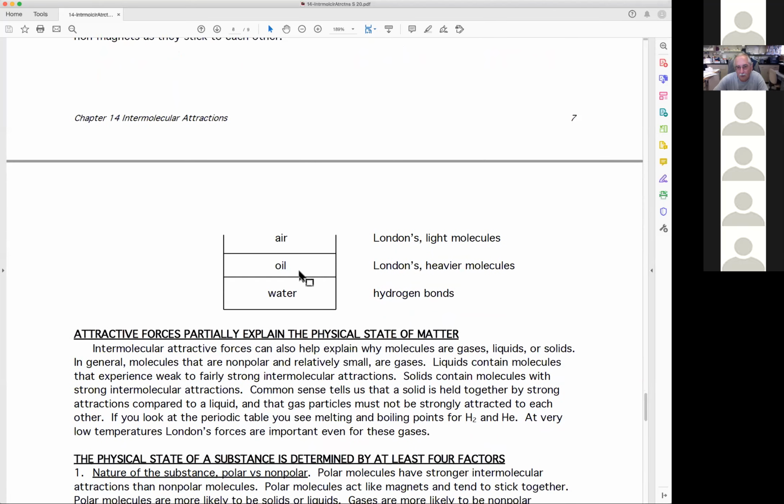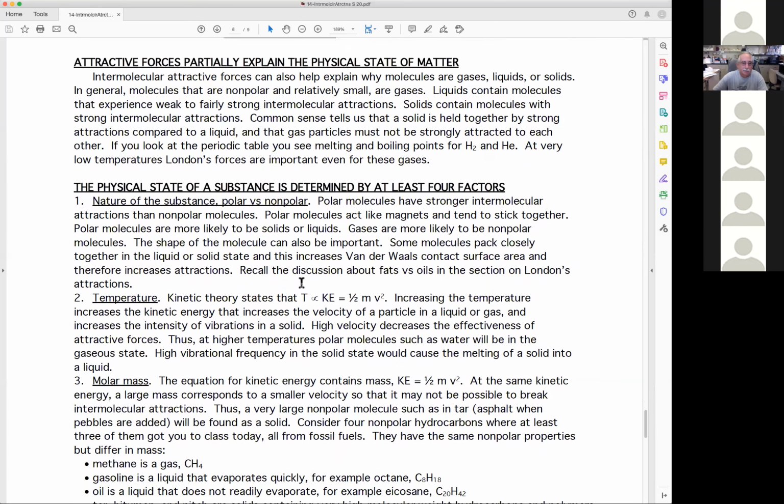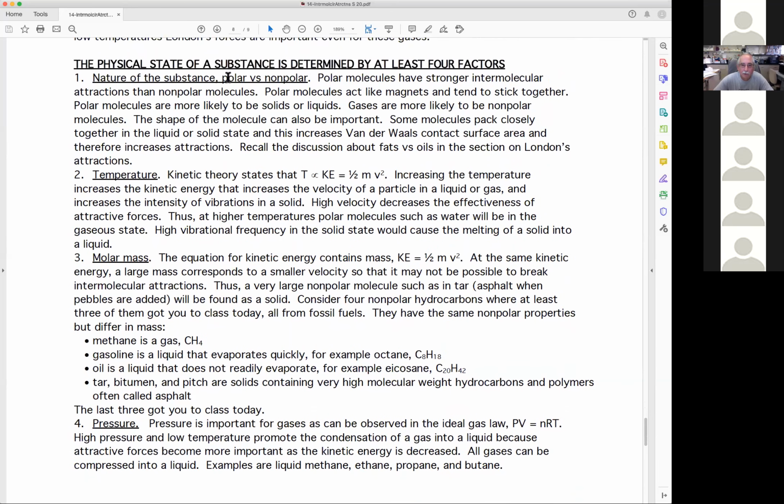And again, why are air and oil excluded from water? Because the attractive forces within the water are so strong that they force the other ones out. So attractive forces partially explain the physical state of matter. And the physical state of a substance is really determined by at least 4 factors. And I put first the nature of the substance, polar versus non-polar. I put it first.